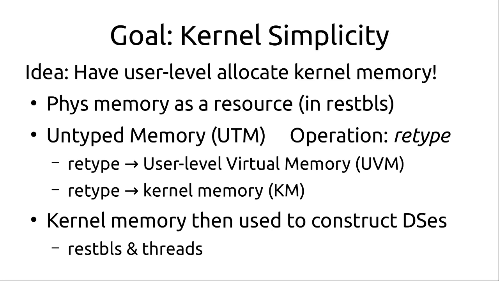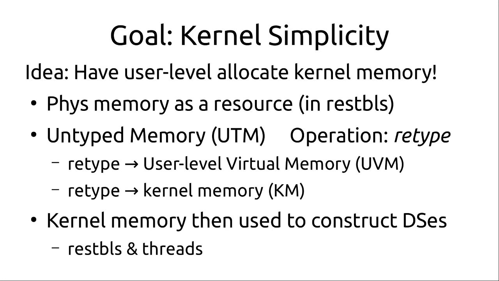You can retype untyped memory as either user level virtual memory, which I'll abbreviate as UVM, user virtual memory, or as kernel memory, KM. Once a page has been typed into user level virtual memory, then we can actually map it into page tables in a way that is accessible to user level components, right? So user level virtual memory, cool, that's its type. It can be used by mapping it into page tables. On the other hand, once we have a page of memory typed into kernel memory, then all of a sudden we can use it to back kernel data structures.